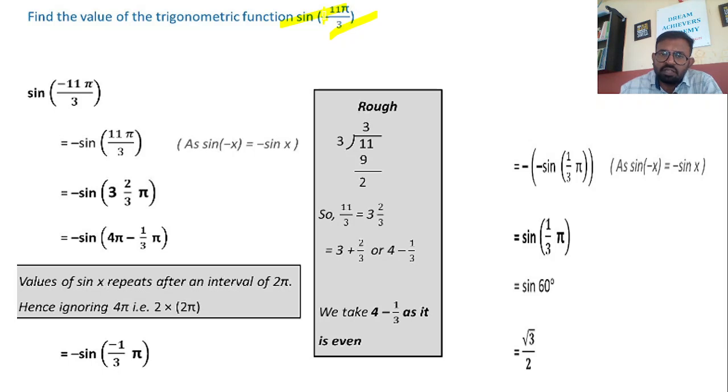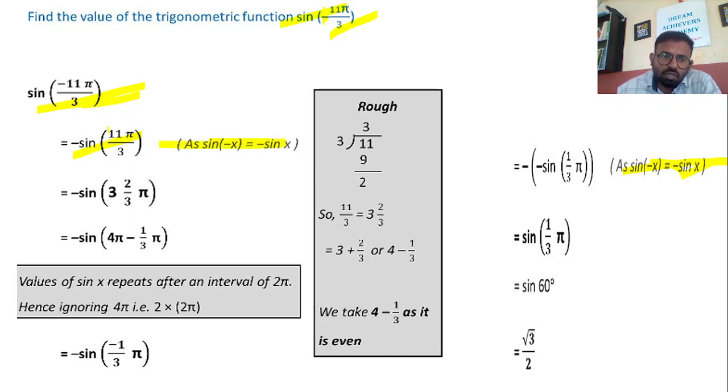Here the printing is continued, so no need to worry. Sine of minus 11 pi by 3, I need to find the value. As I told you, sine of minus x can be written as minus sine x.